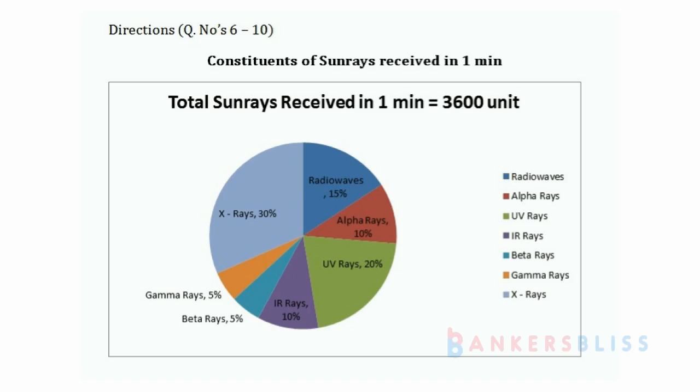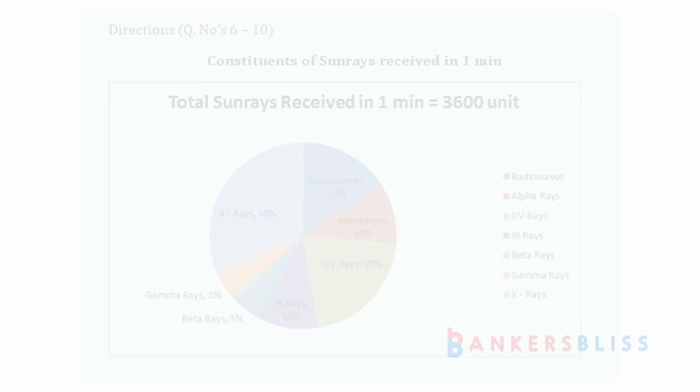Among the 3600 units, 15% are radio waves, 10% are alpha rays, 20% are UV rays, 10% are IR, 5% beta rays, 5% gamma rays, and the maximum is 30%, that is X-ray. So, the 3600 units are bifurcated into these parts, 30% that is X-ray.